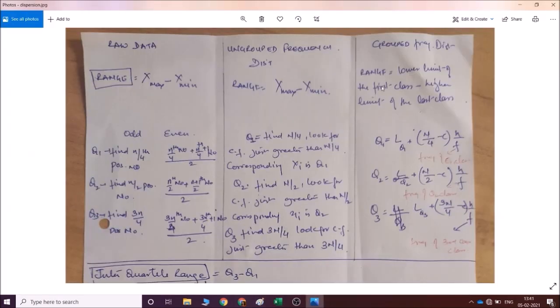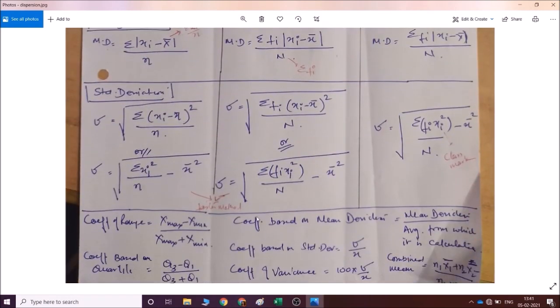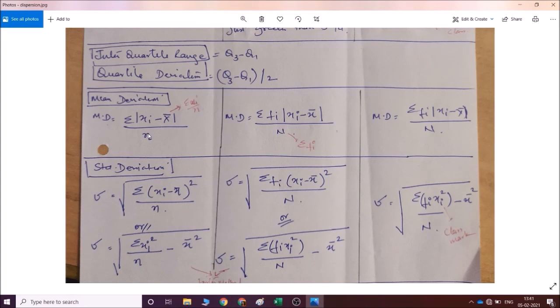If I am having these 3 columns, raw data, ungrouped data and grouped, and how to find the range, you have to write quartiles over here. How to find the quartiles. Mean deviation, this is how you write the formula for it. Always remember small n is the count of the numbers and capital N is the count of the frequency. Small n means total numbers, count of the numbers. Even capital N means total count, but what you have to do is take the total of the frequency.